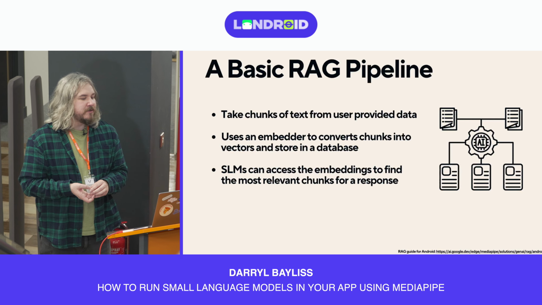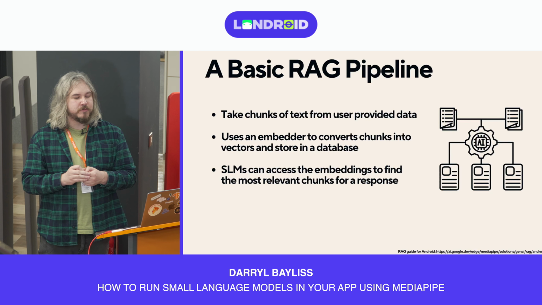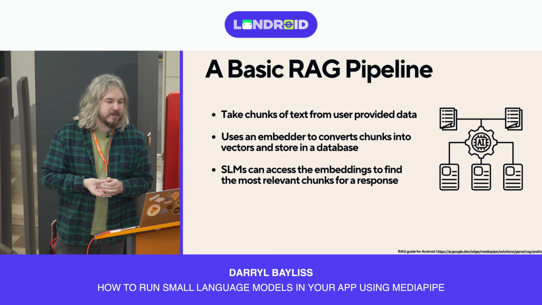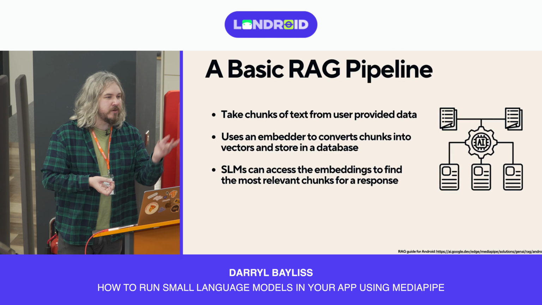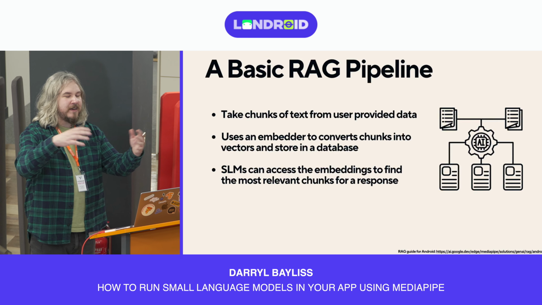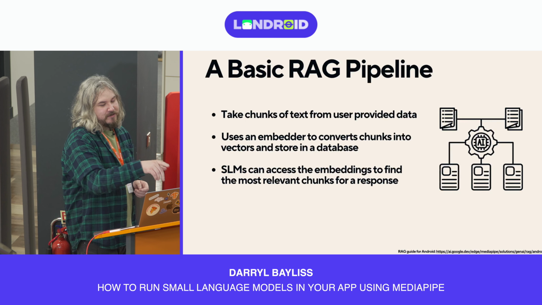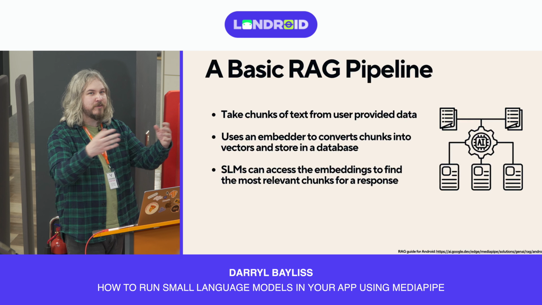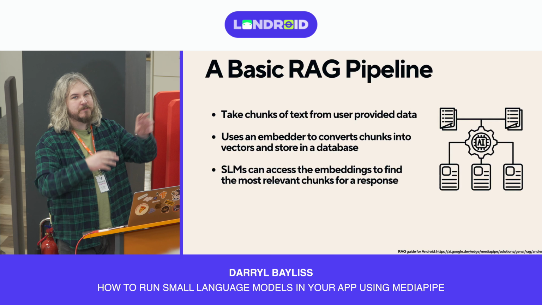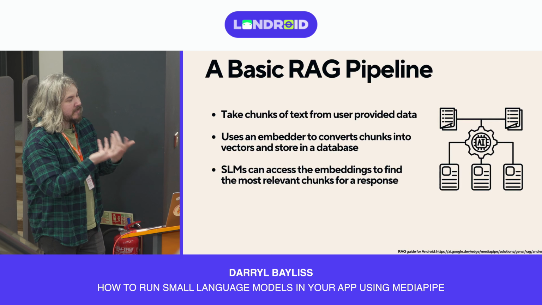You then use something called an embedder, which takes those chunks of data and turns them into something called vectors, and then stores them in a database. If you've heard of vector databases, they're quite popular in AI for matching relationships. They essentially convert this chunked data into numeric representations, and those numbers are meant to represent relationships between the specific chunk data.